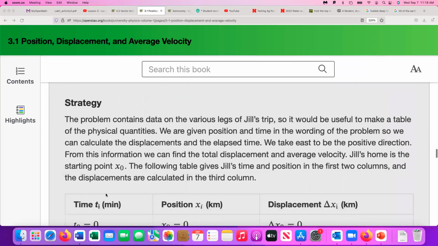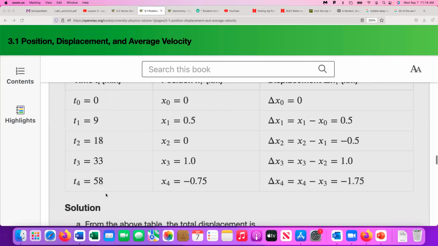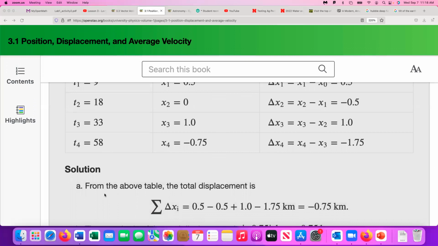So that one we just answered by doing the very simple math, but we could easily do it using the formula, which is the final position minus the initial position. That gives us her displacement. We calculated the final position to be negative 0.75, and we figured the initial position to be 0. And that would give us a total displacement of negative 0.75.